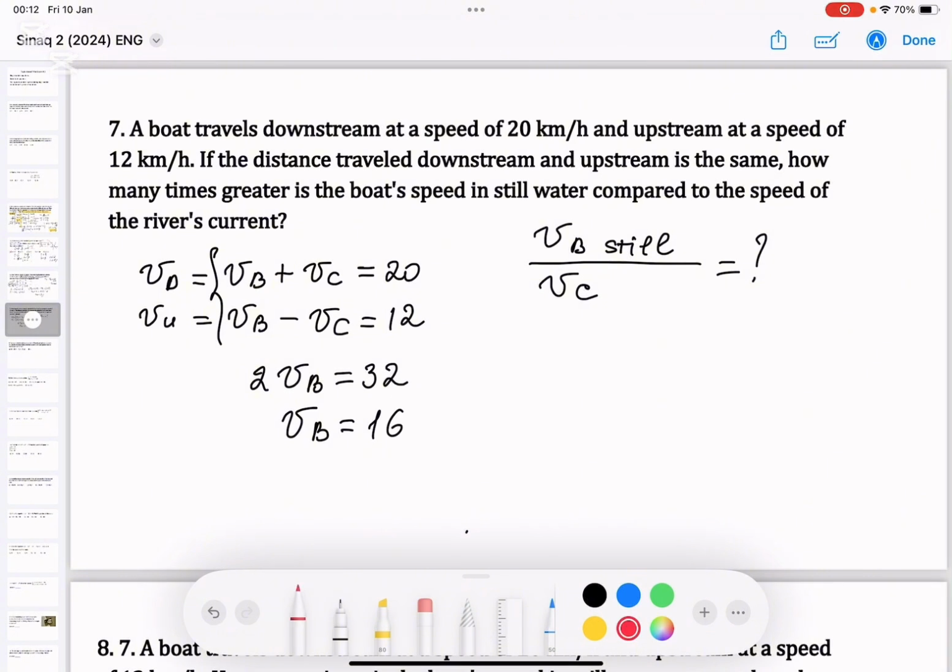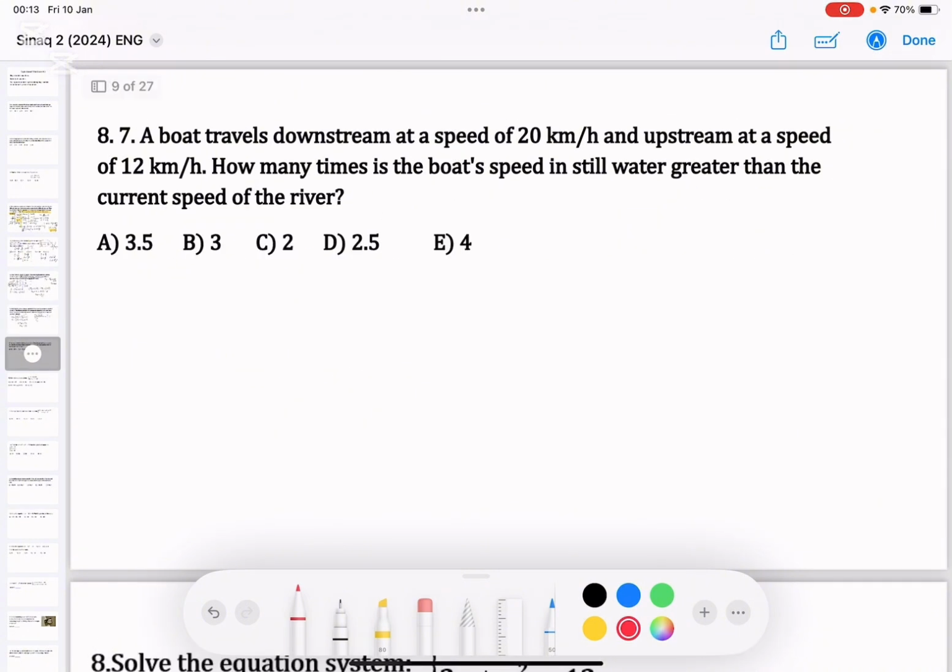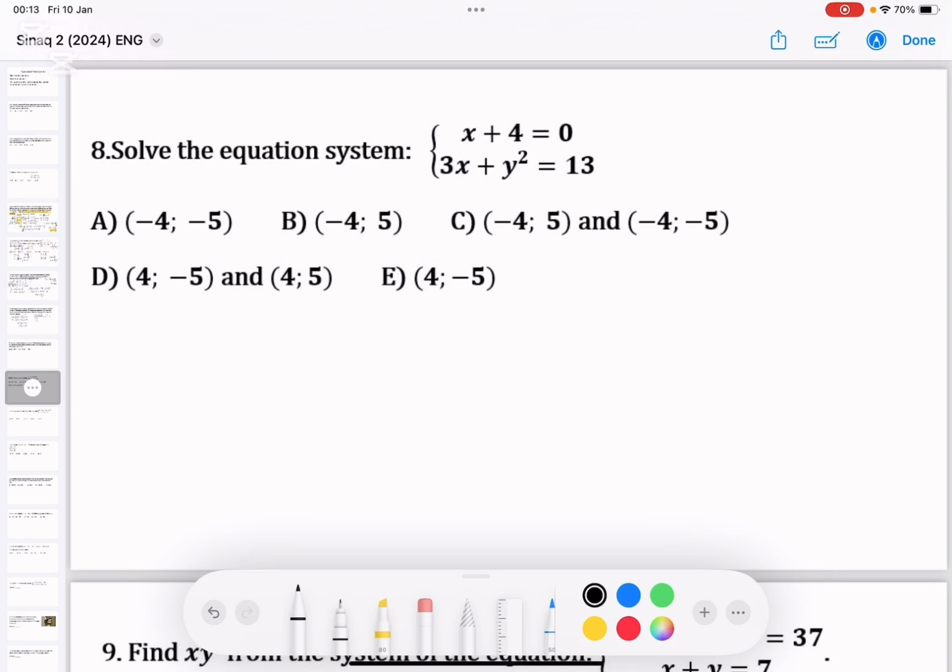So if speed of the boat is 16, speed of the current, you can plug in 16 in either of these equations, and it's going to be equal to 4, as you can see. So speed of the current is 4, speed of the boat in still water is 16. So the final answer is 4 for this question. Solve the system of equations.